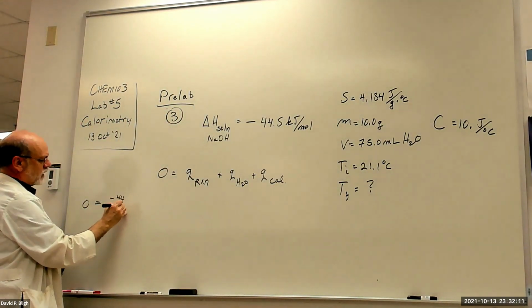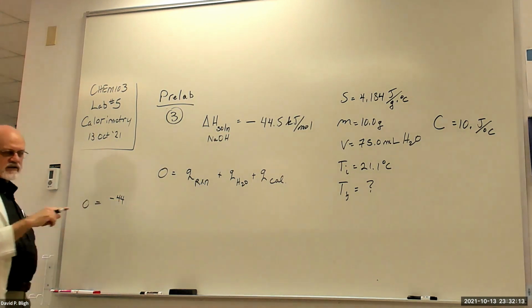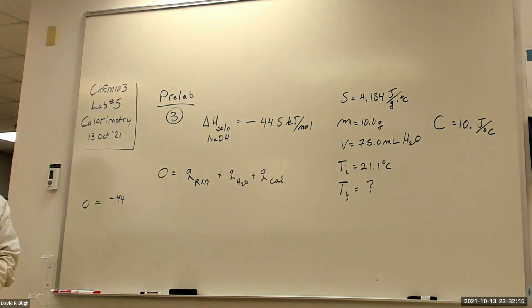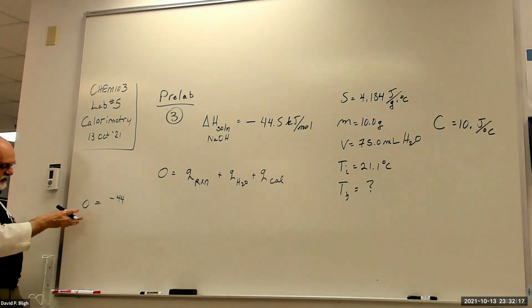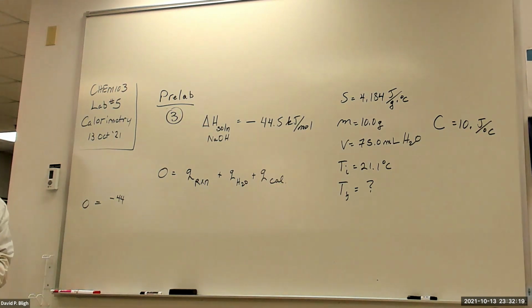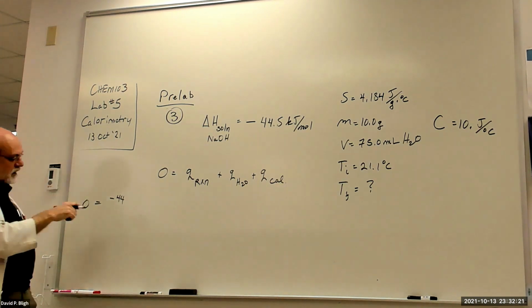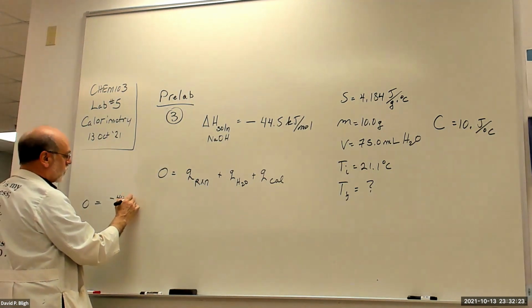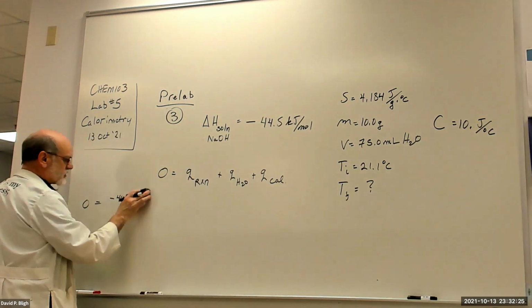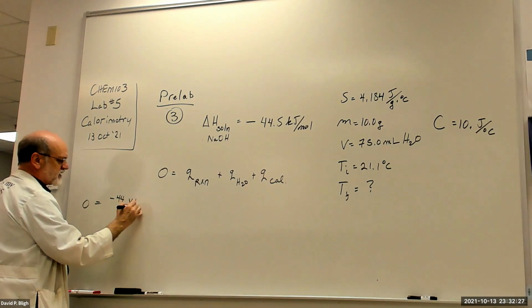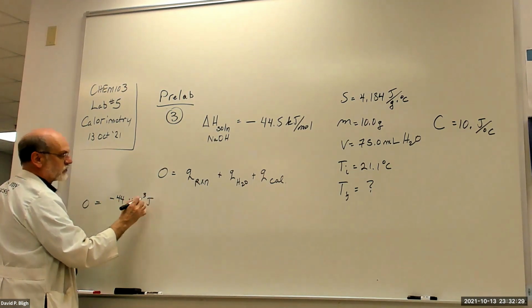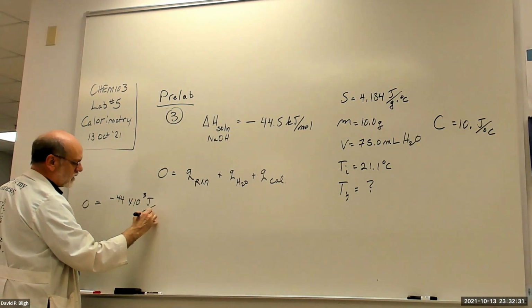Minus 44. And each one of these terms has to resolve to joules, right? Because that's what this 0 means. All the joules cancel out. Right, so if this is minus 44, let's change it to joules, times 10 to the 3rd joules per mole.